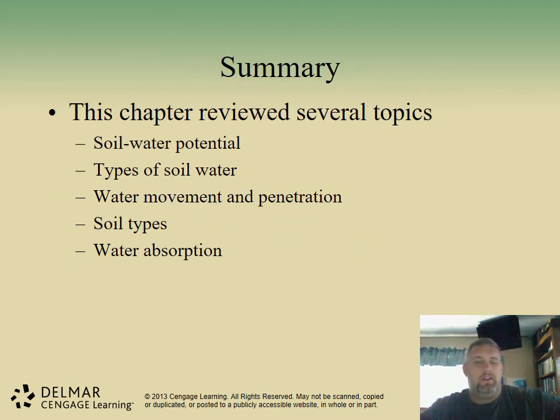So in summary, we talked about soil water potential. We talked about the types of soil water. We talked about how water moves and penetrates into the soil. We talked about different soil types and how those can be affected by water movement. And we talked about water absorption. Something I would really like you to focus on through this lecture is the three types of water: saturation, field capacity, and the permanent wilting point, understanding how those three water potentials act upon a plant. Understanding those three is going to be important for testing and essays.